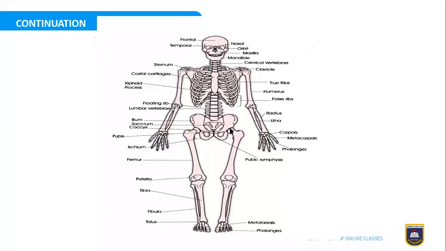Acetabulum. Now, this acetabulum consists of the ilium, the ischium, the pubis, and then the ischium. All of them come together and meet over here to form this hole called the acetabulum.